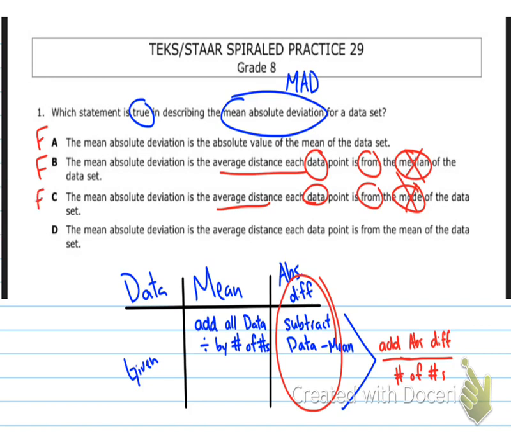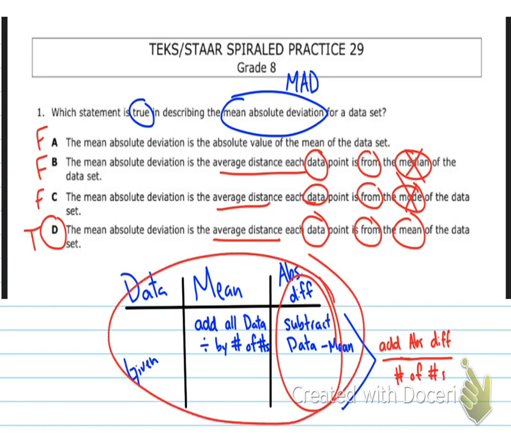My answer ends up being D, and then the wording is there. It's the average distance each data point is from the mean. That's what I'm going to go ahead and use. My answer is D. So long as you all get the process, that's what this is. And this, again, it's a long process here, but it's not a difficult one.